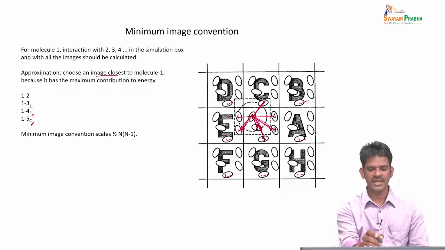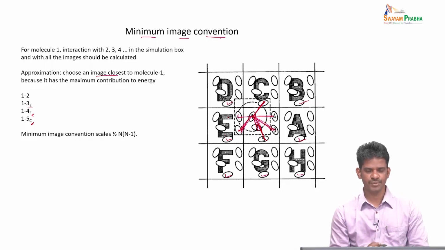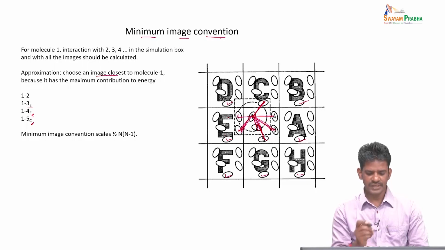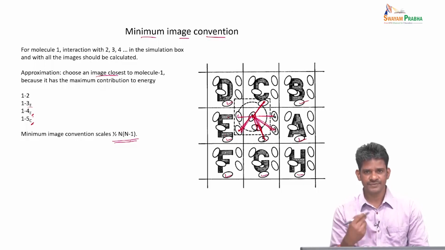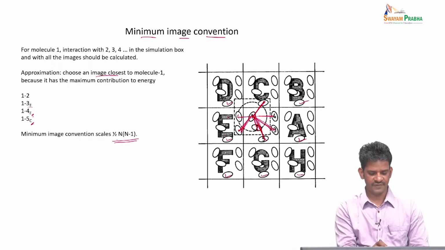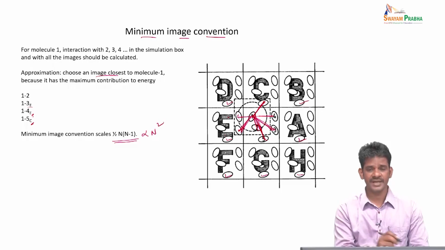So this concept is called the minimum image convention. It is an approximation made to minimize the number of computing iterations, while at the same time keeping the maximum contribution to the energy. In this method, we have not made any reduction in the number of pairs we have to sum over. For every molecule you are going to sum over all the pairs in the system. So effectively you are talking about half times n times n minus 1 pair searches in this system. So this roughly scales as n square, like I said before.